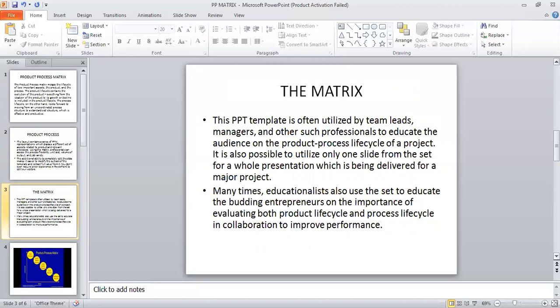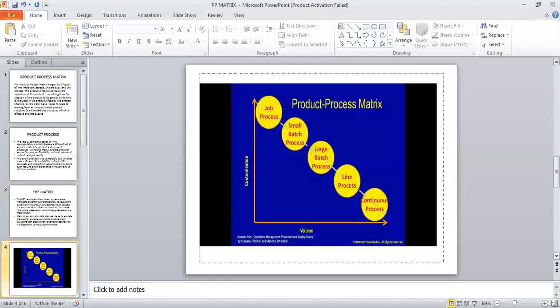Many times an educationalist also uses this to educate budding entrepreneurs on the importance of evaluating both the product life cycle and the process life cycle. Here I am showing you the product process matrix. On the horizontal axis there is volume and on the vertical axis there is customization, because there are two aspects, either customization or standardization.